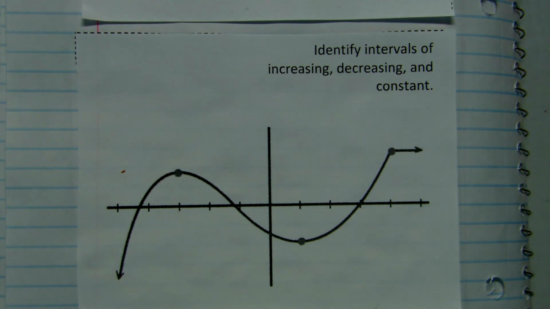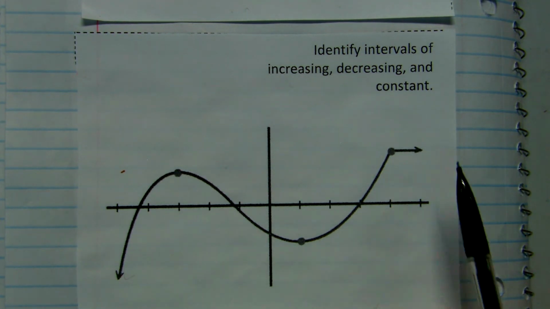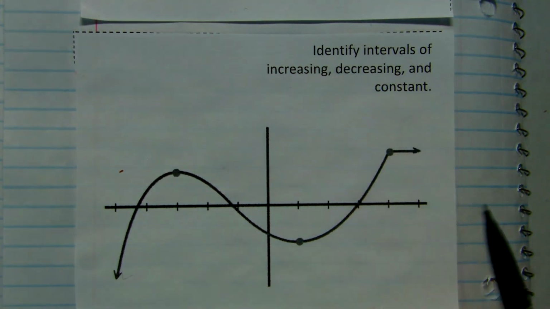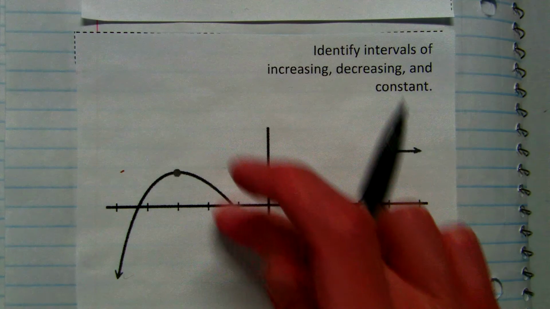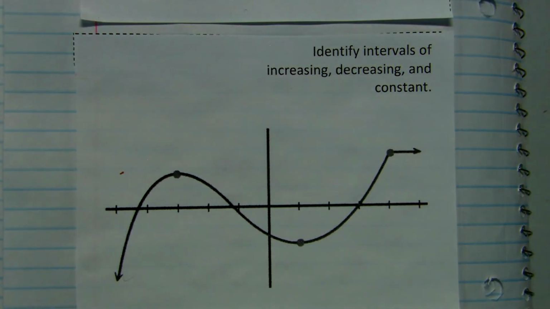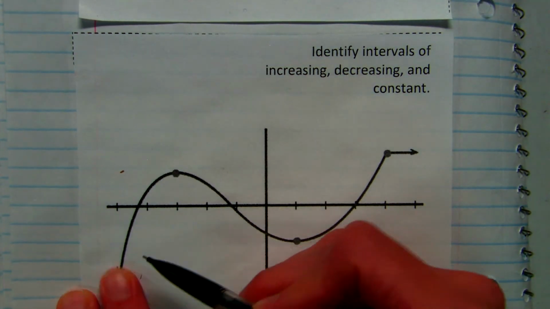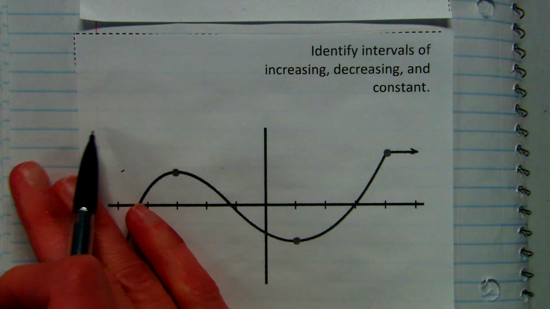This is a piecewise function. They've pieced together a couple of different things. So this just says identify intervals of increasing, decreasing, and constant. So what I'm going to do first is label it on the picture, and then we will use our interval notation. This first piece kind of looks like it's decreasing because you've got this down arrow. We have to cover that arrow up and go from left to right.